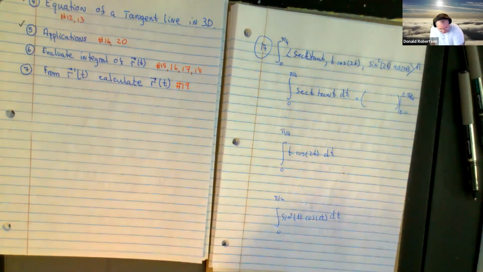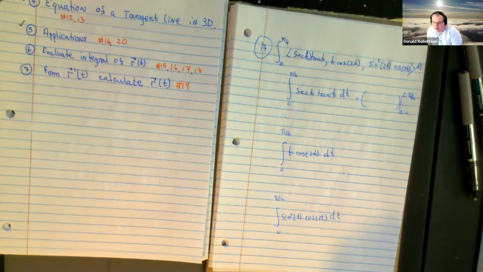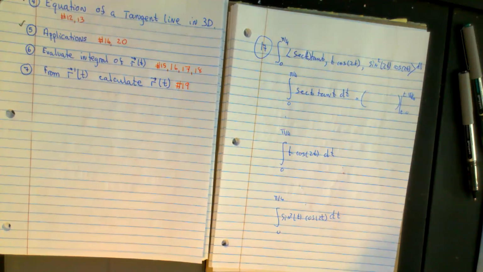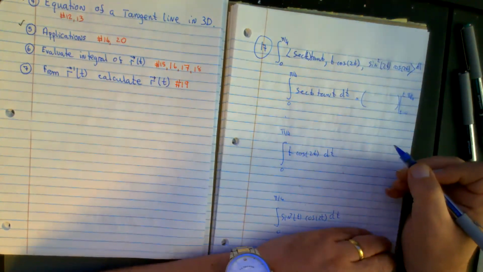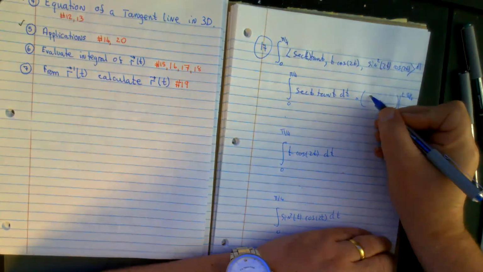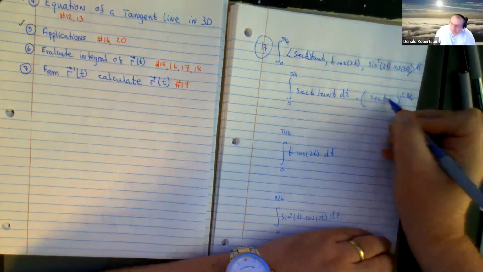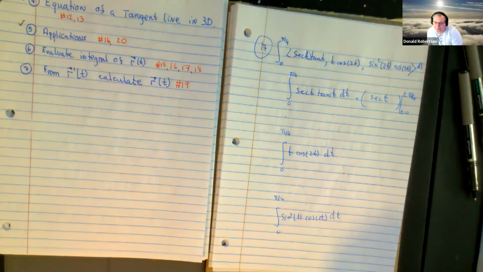Can anybody tell me the integral of secant tan? That should be secant tan plus a constant that is unknown. We'll just go with secant. Just secant. Don't need the unknowns.